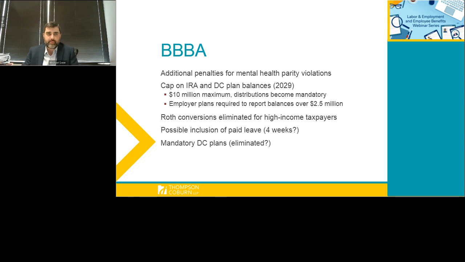The Build Back Better Act would also increase penalties for mental health parity violations. It would place a cap on aggregate individual retirement account and defined contribution account balances starting in the year 2029. That cap would be a $10 million maximum in all accounts for an individual, at which point distributions would become mandatory. Employer plans are required to report any balances to the IRS that are over $2.5 million.